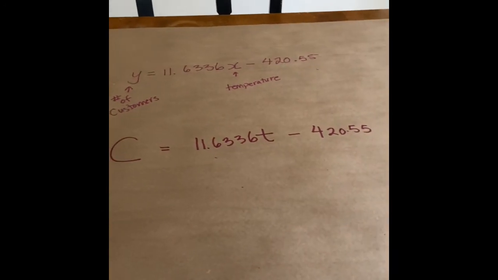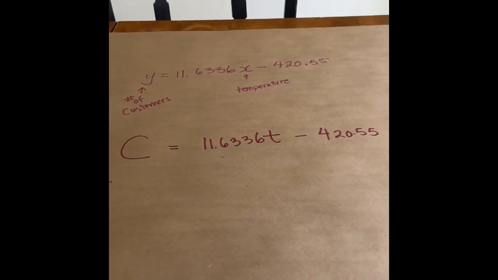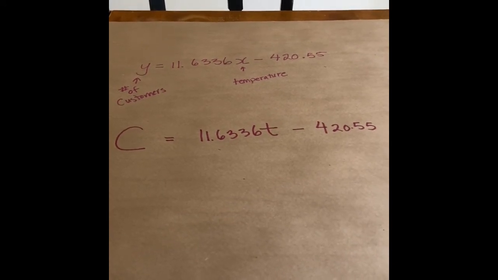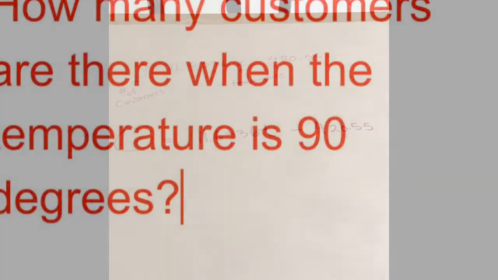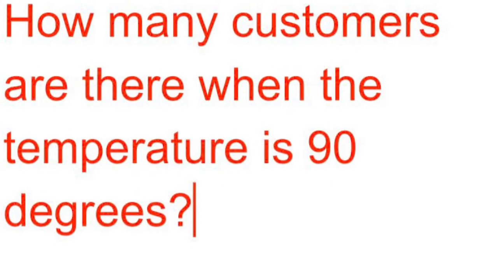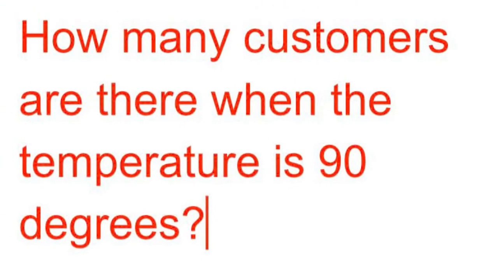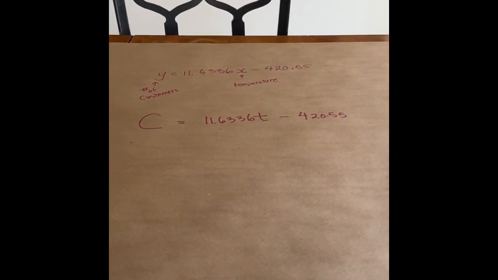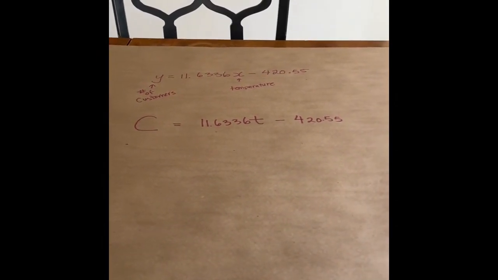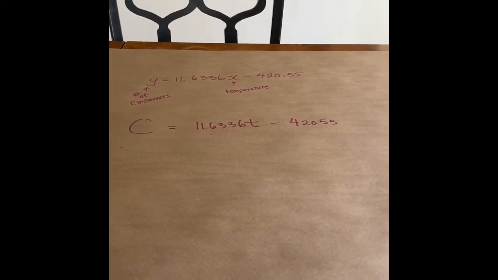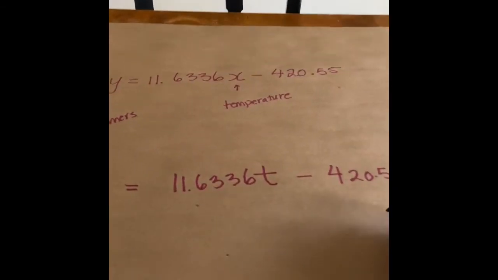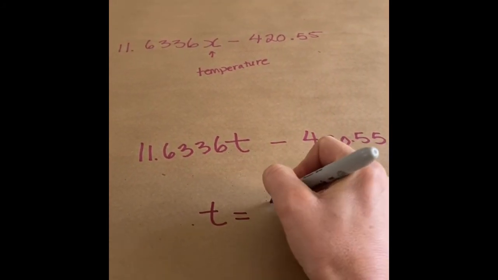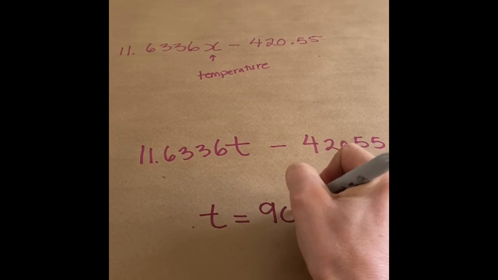Okay, so that's great. Yesterday we saw that equation, and yesterday we also answered some questions. So let's remind ourselves of the questions from yesterday. The first question was, how many customers would we have if the temperature was 90 degrees? So let's remember that temperature, that's the letter T. We want the T to be equal to 90.